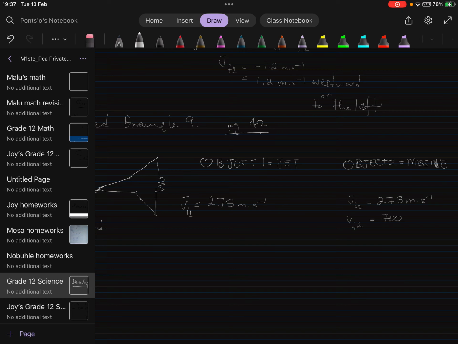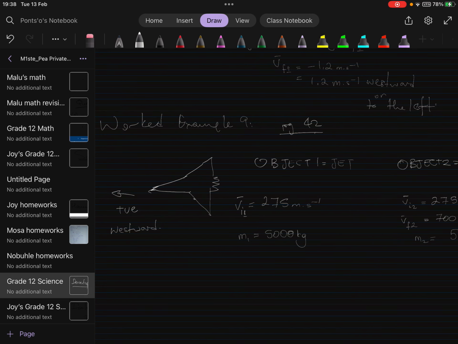But now we're also given that it has a second velocity, which is now 700 meters per second. And that velocity is obviously much faster than the velocity it was moving at initially. We're also given the masses of the objects. The fighter jet is 5,000 kilograms, and the missile is only 50 kilograms in mass.